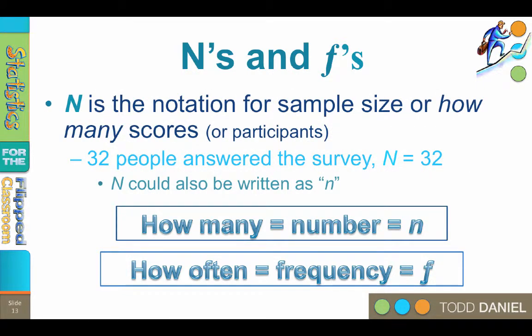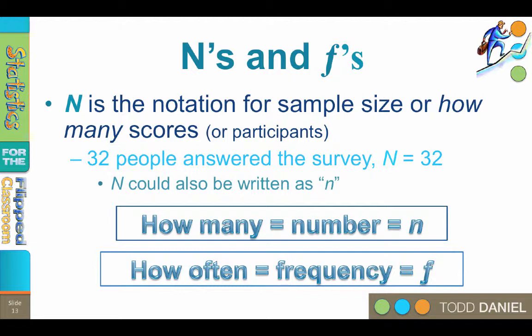Capital N is the notation for sample size, or how many scores or participants we have. If 32 people answered my survey, I have an N of 32. If 100 people answered my survey, my N would be 100. As you learn about statistics, you may notice that you will see both uppercase and lowercase n being used to describe sample size. And the convention works like this.